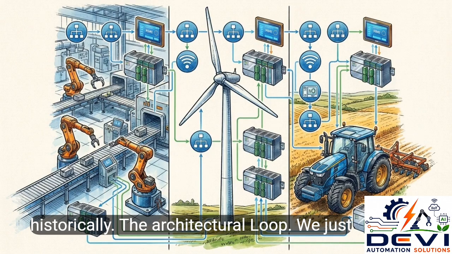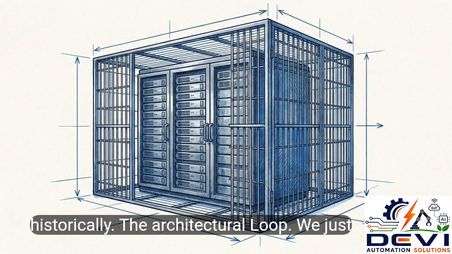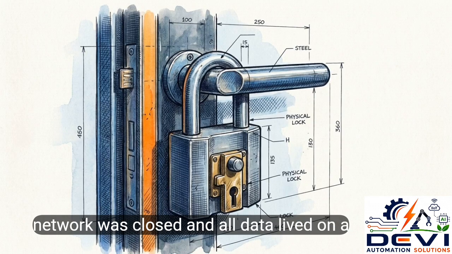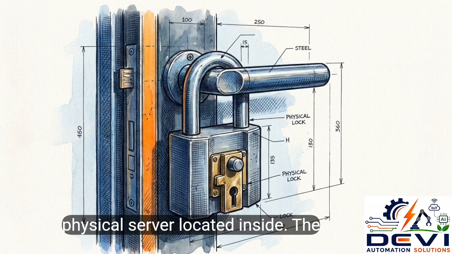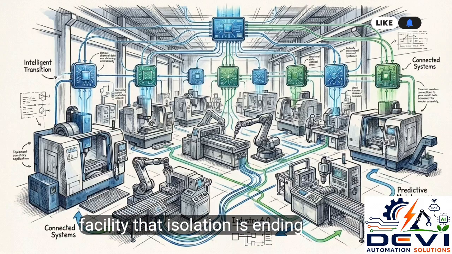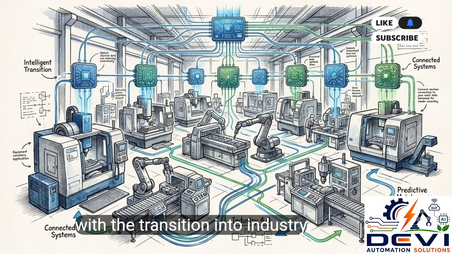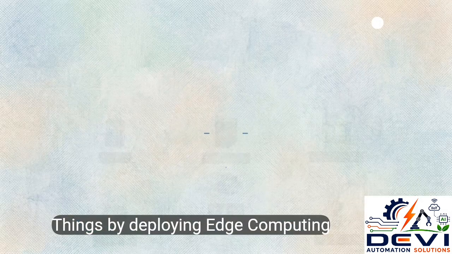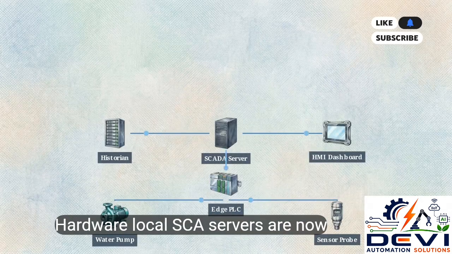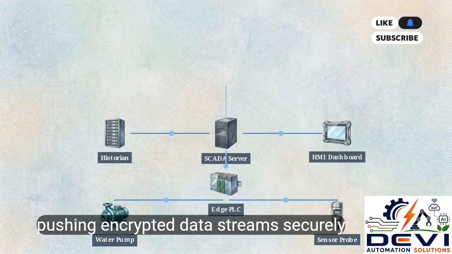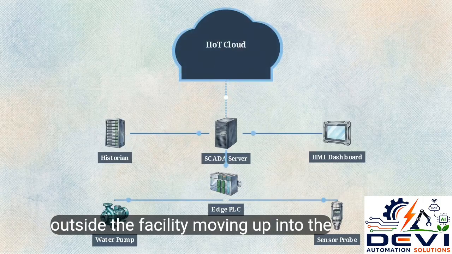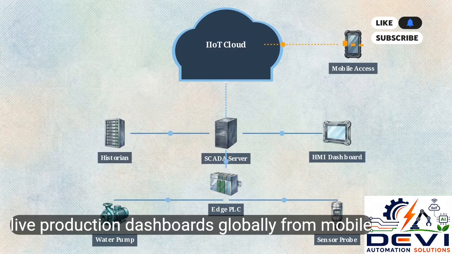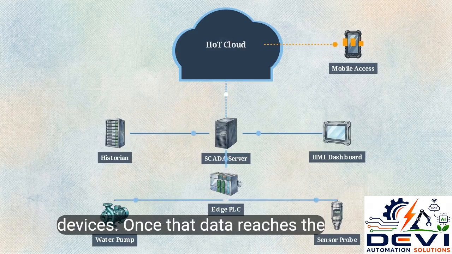Historically, the architectural loop we just built was strictly isolated. The network was closed, and all data lived on a physical server located inside the facility. That isolation is ending with the transition into Industry 4.0 and the Industrial Internet of Things. By deploying edge computing hardware, local SCADA servers are now pushing encrypted data streams securely outside the facility, moving up into the cloud. Plant managers can now monitor live production dashboards globally from mobile devices.